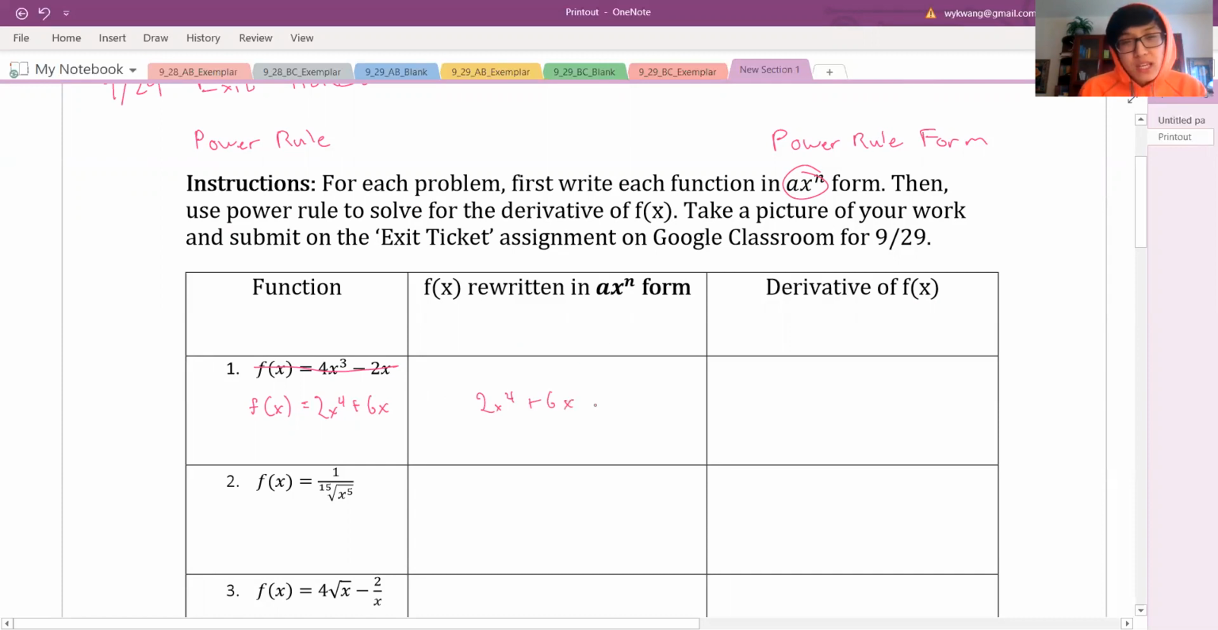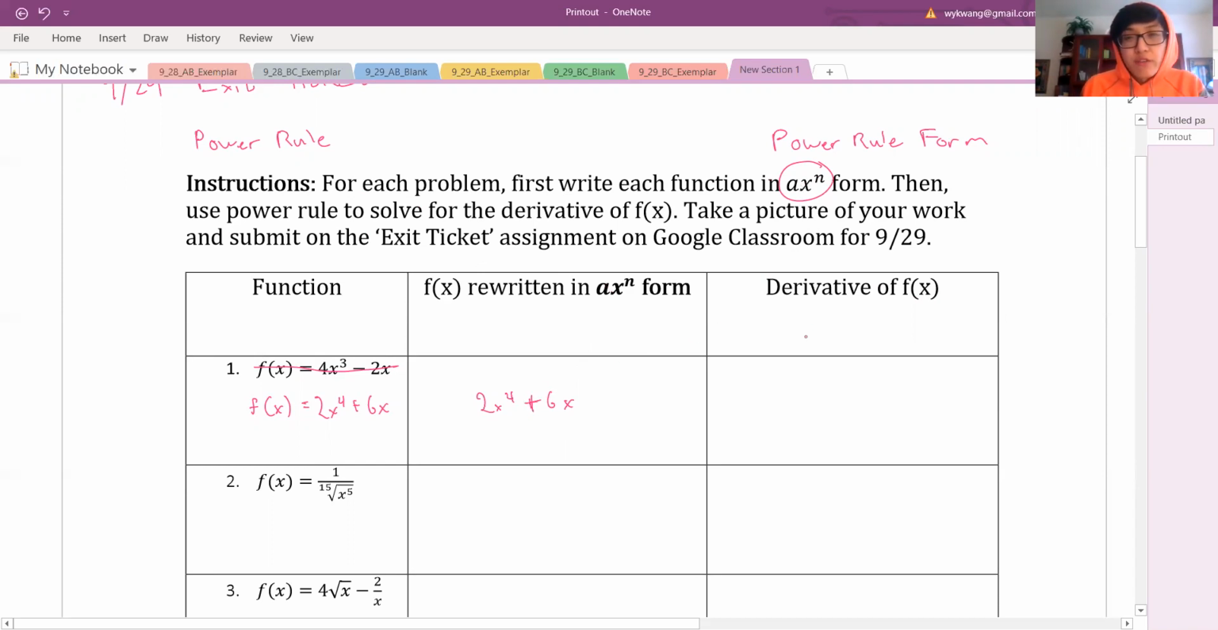If I want to be really precise, I can say 6x to the 1 because that's more in power rule format, right? Power rule is ax to the n, so I have x to the 1 here. So it's more precise. But in this case, I could also just leave it as 2x to the fourth plus 6x because we can all use power rule for this.